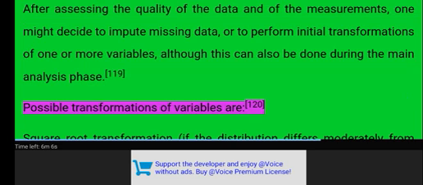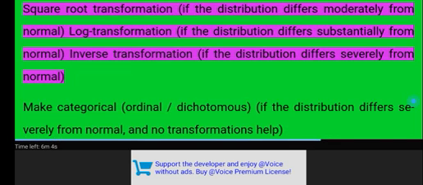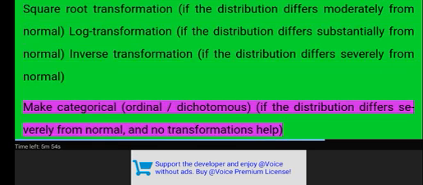Possible transformations of variables are: Square root transformation if the distribution differs moderately from normal. Log transformation if the distribution differs substantially from normal. Inverse transformation if the distribution differs severely from normal. Make categorical ordinal dichotomous if the distribution differs severely from normal, and no transformations help.